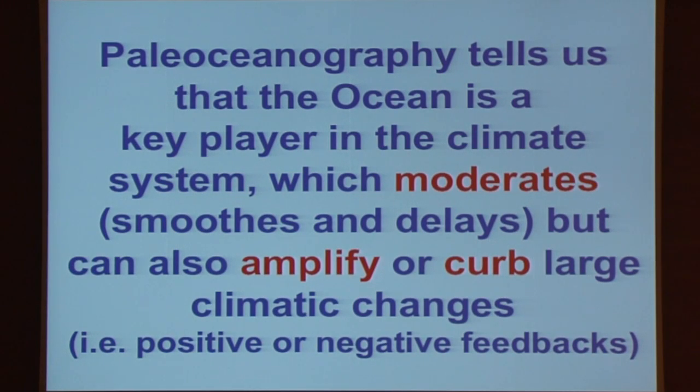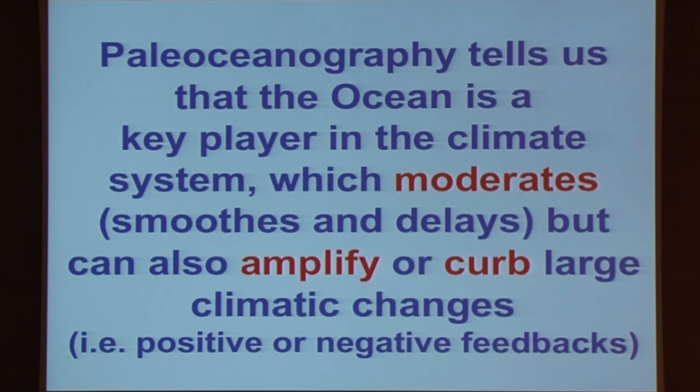So I promised you to finish with some simple-minded thoughts. Very simple, because paleoceanography is not doing everything quantitatively, and we have a full day of lectures that will teach us a lot of the more complex stories about the recent past. But paleoceanography is a good tool, at least to tell us that the ocean is clearly a key player in the climate system. It can moderate, by smoothing and delaying the response to the atmospheric perturbations, but not only. It can also amplify.